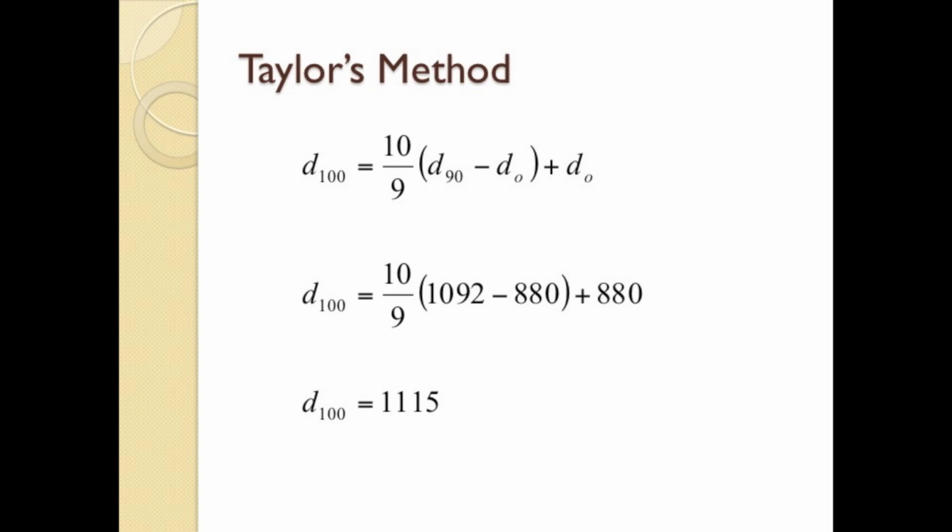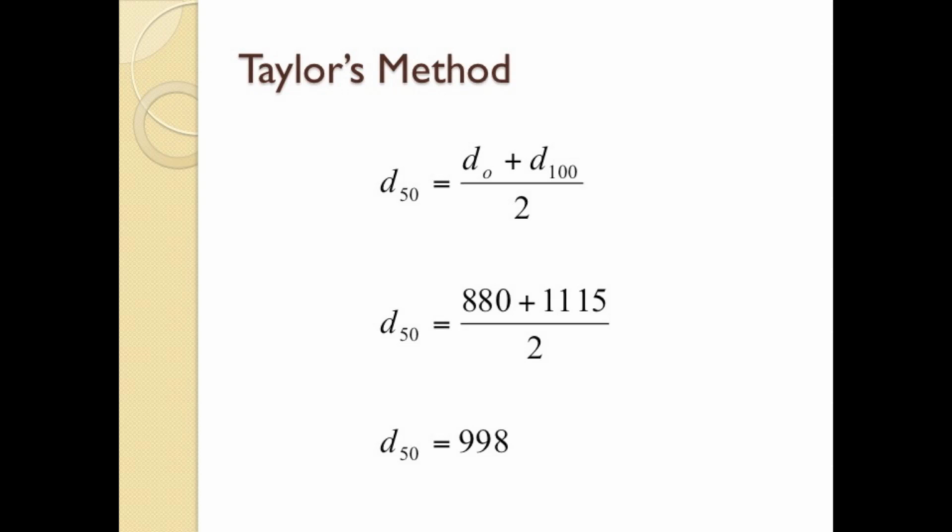With D90 and D0, we now use the first equation to calculate D100. D100 is equal to 10/9 times D90 minus D0 plus D0. By linear interpolation, D100 is calculated to be 1115. We now use the same weighted average equation that we used during Casagrande's method to calculate D50. That is, D50 is equal to D0 plus D100 all divided by 2. D50 is then the average of 880 and 1115, which comes to 998.